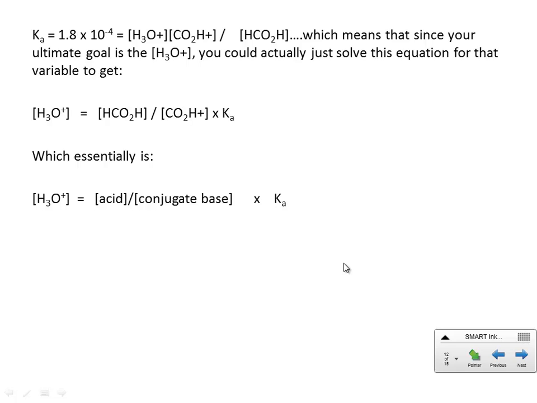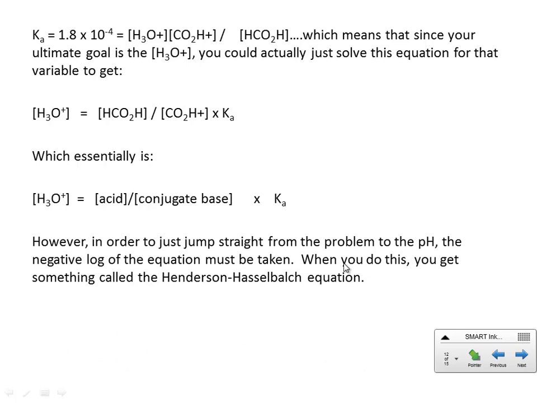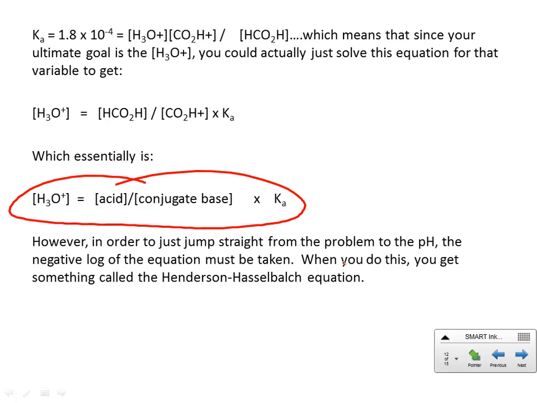Essentially, if you remember, in order to get from the H+ concentration to a pH, you have to take the negative log of it. So if we want to make an equation that is automatically going to get us from the original problem to the pH, we need to take the negative log of what we already have, of this equation right here. This gives us something called the Henderson-Hasselbalch equation. It's basically taking the negative log of this equation right here and making it a little bit more useful for determining pH. It looks like this.